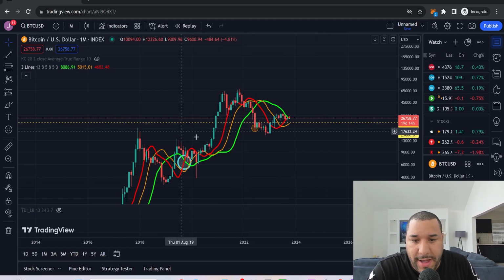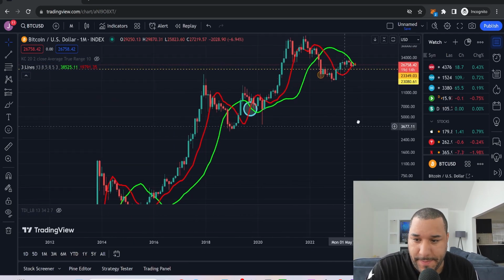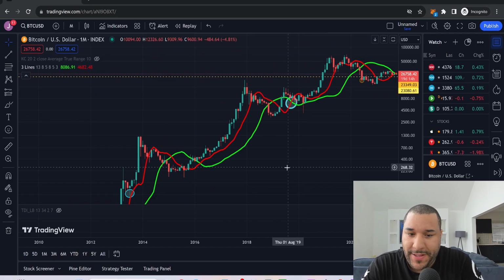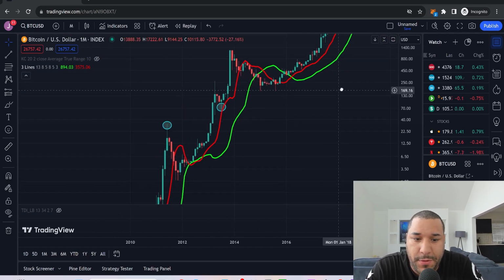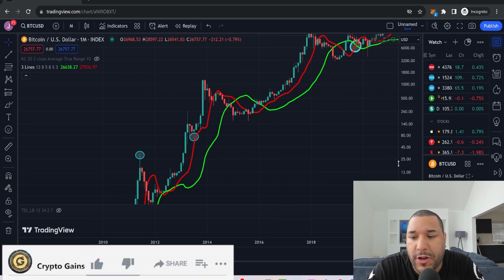So you've got three lines, right? But I find that when you take the middle line out, you get a good, clean perspective of what you're trying to see on a monthly time frame. So on the monthly time frame, it's clean and simple. Look, you can see when price goes up and down, and then we've got two lines, a red line and a green line.